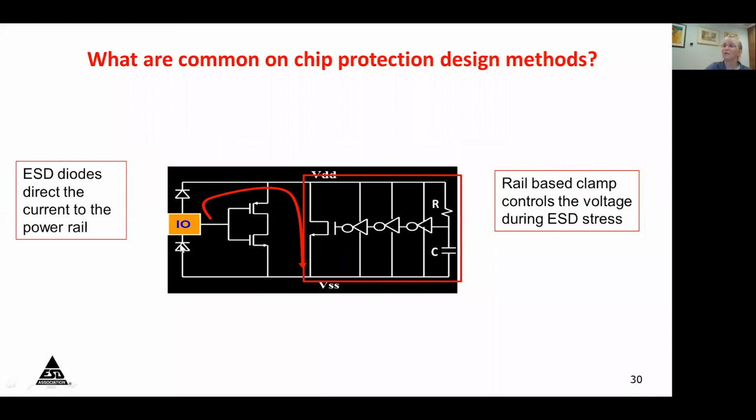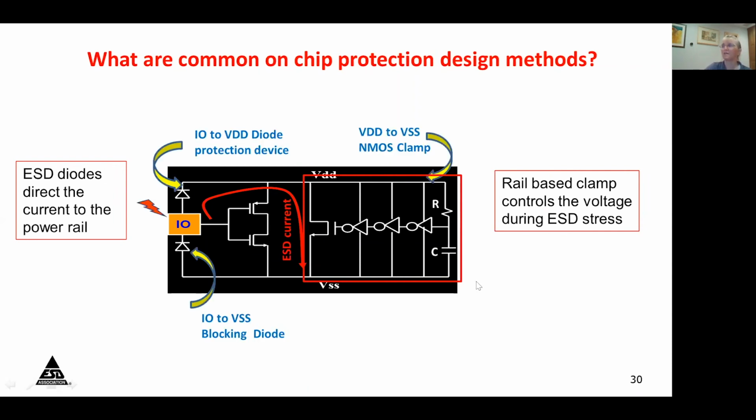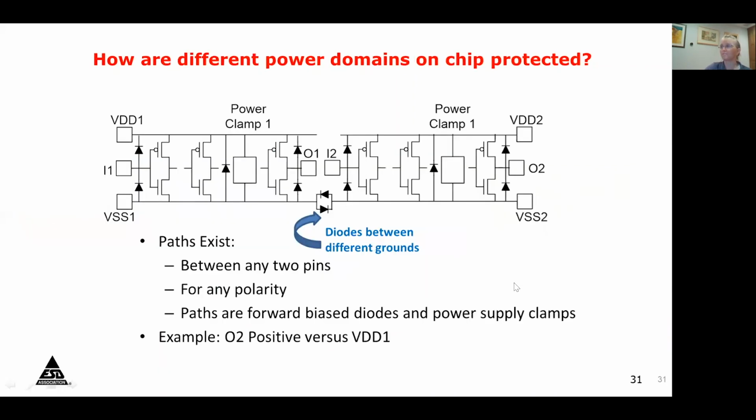So the different mechanisms rely on current steering the ESD current away from the sensitive circuit and clamping the voltage with an appropriate clamp. So this is using a rail-based scheme where we use diodes to steer the current and then the rail clamp to clamp the voltage.